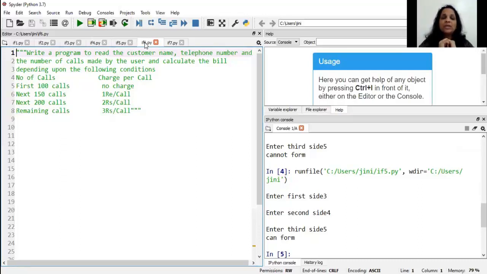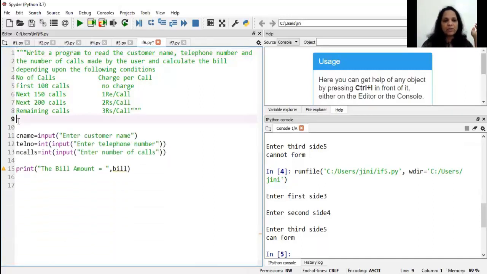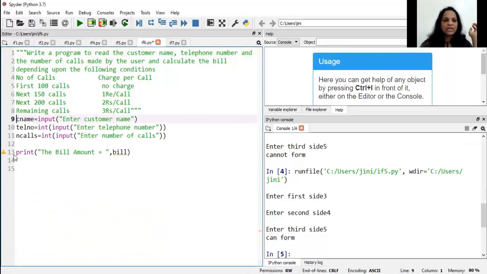And you're supposed to be calculating his telephone bill or telephone charges, and they have given you certain conditions there: the first 100 calls have no charge at all, but from the next 150 calls, that means 101 onwards, there's 1 rupee per call, and so on. Okay, I've already written statements where I read the inputs from the user, so that's there. And finally, I've already written a statement to print, but we have not actually calculated the bill.